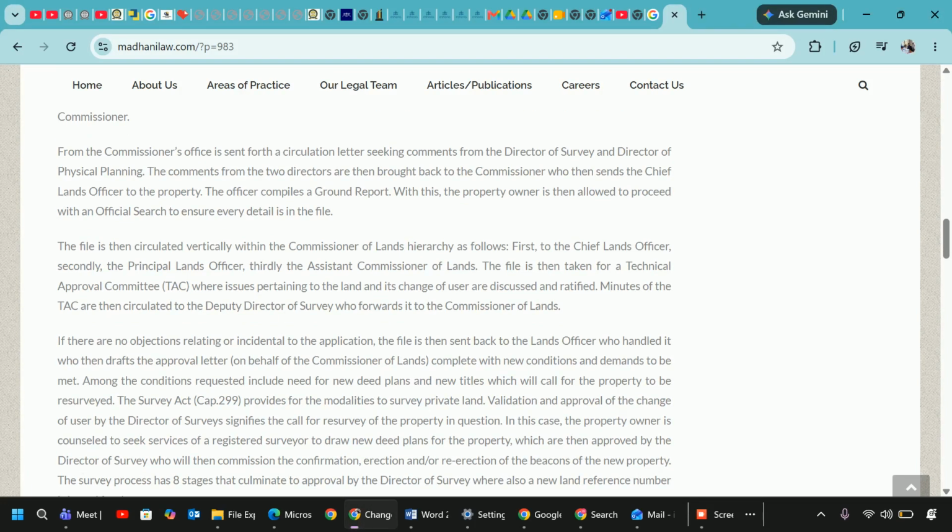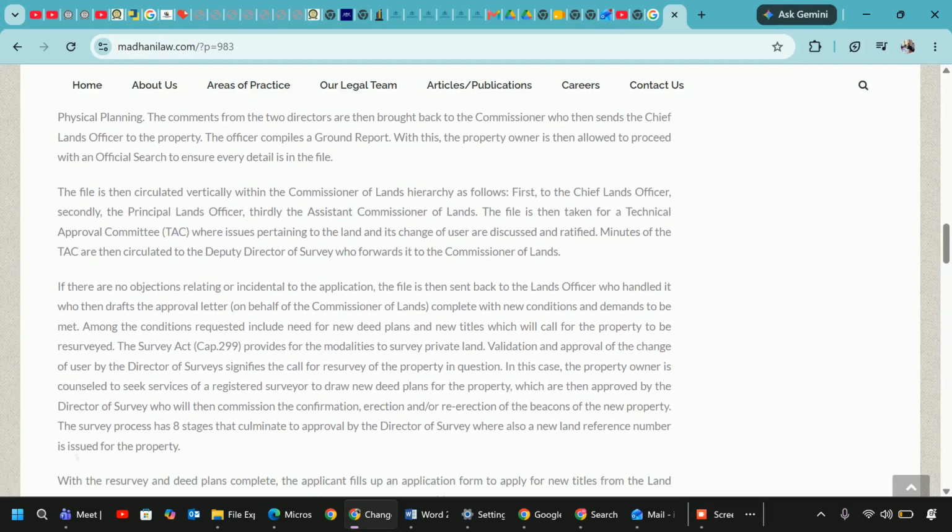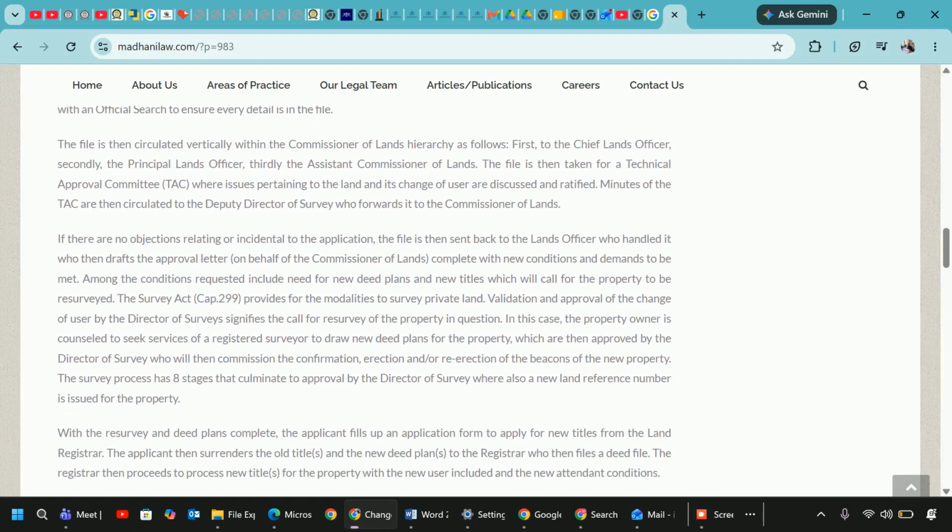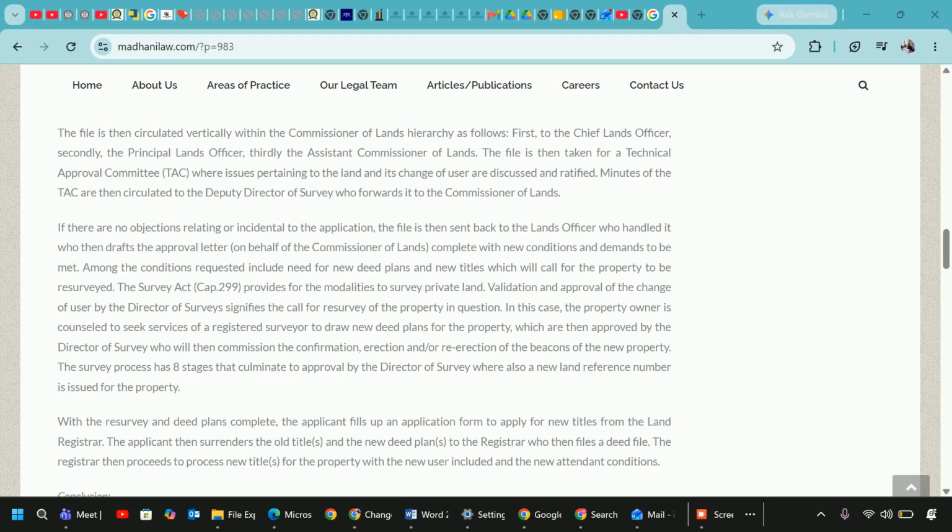And then minutes of the TSC, Technical Approval Committee, will be circulated to the Deputy Director of Survey, who forwards it to the Commission of Lands. If there is no objection relating or incidental to the application, the file is then sent back to the lands officer who handled it and drafts the approval letter. So by the time we are receiving the approval letter, we have passed across all these people.